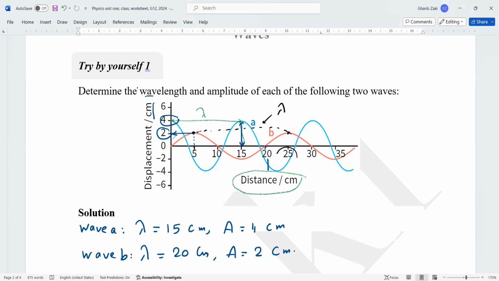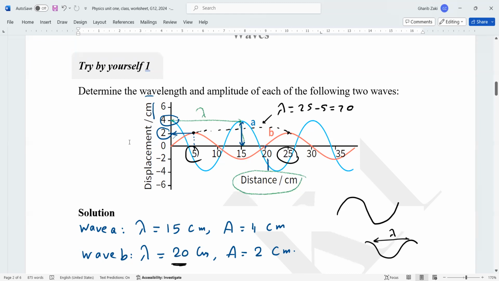Now, it's from 5 to 25. So lambda equals 25 minus 5, it's 20. Look, it is the same answer if you take the crest to crest. So we can say the wavelength is the length of one wave. This is one wave. Or if you have crest to crest, you can say this is the wavelength. So you can choose any 2 points, the same points on the wave. Or we say 2 points in phase on the wave. I answered your question. Okay, ready?